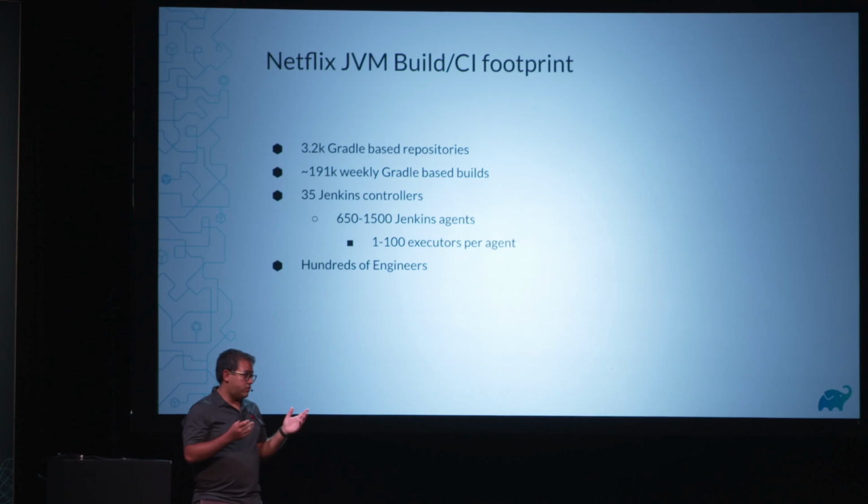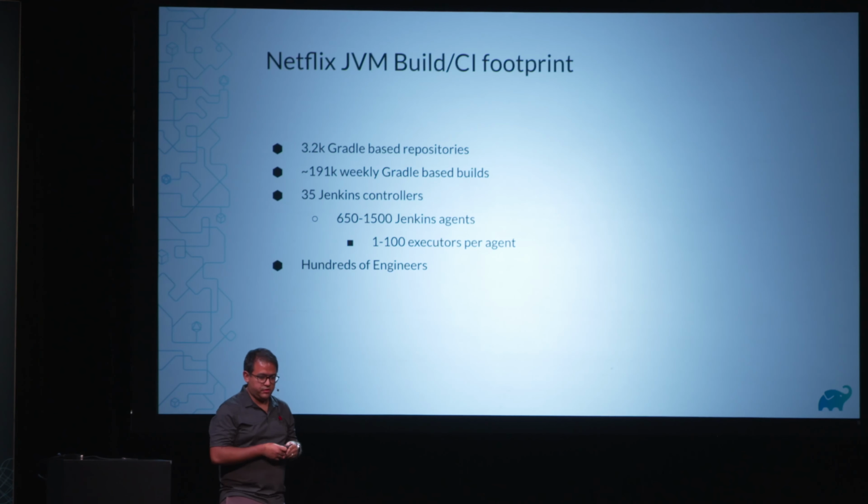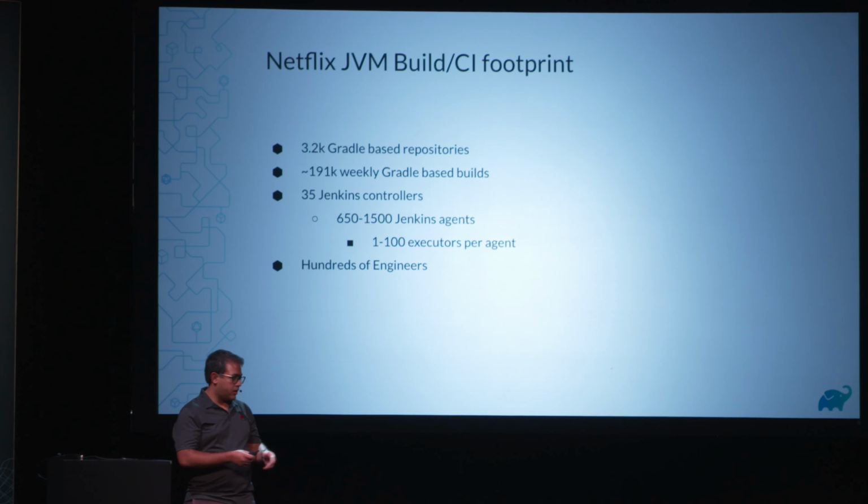And we have more than 190,000 Gradle-based builds per week, across different Jenkins controllers, up to thousands of agents, each one of which has multiple executors. And as you can imagine, to maintain all of this, we have hundreds or even thousands of engineers.